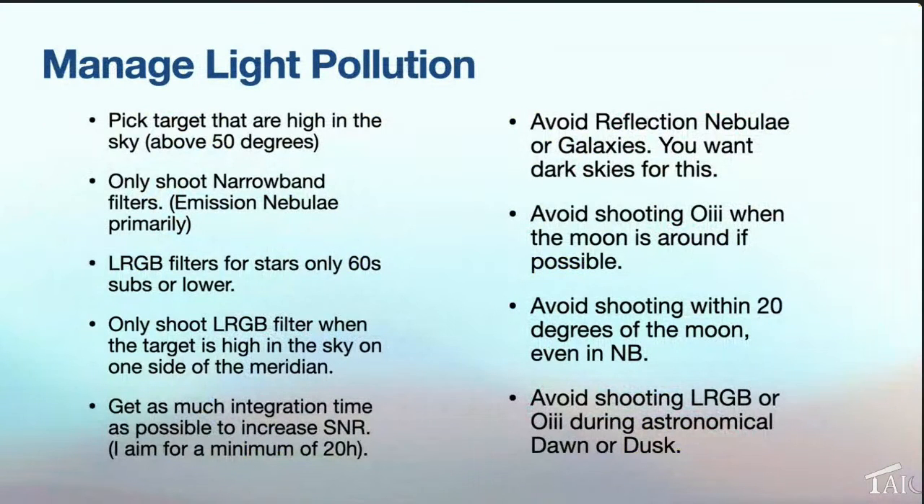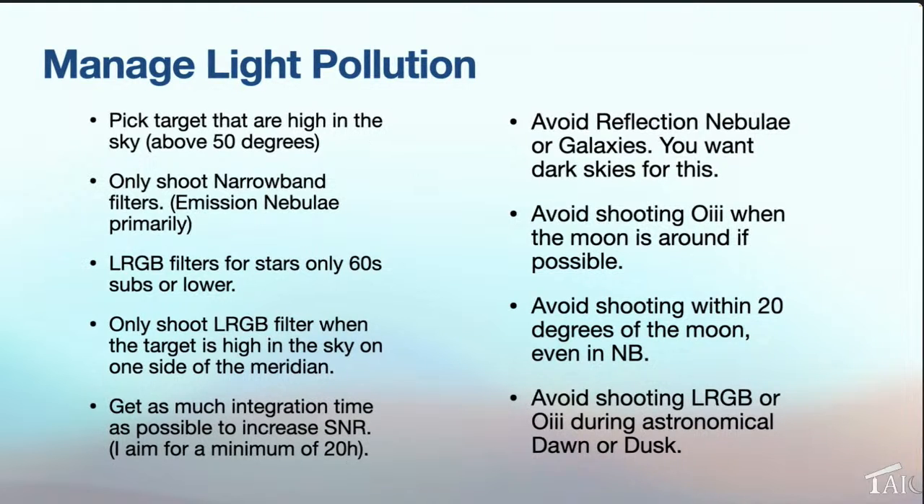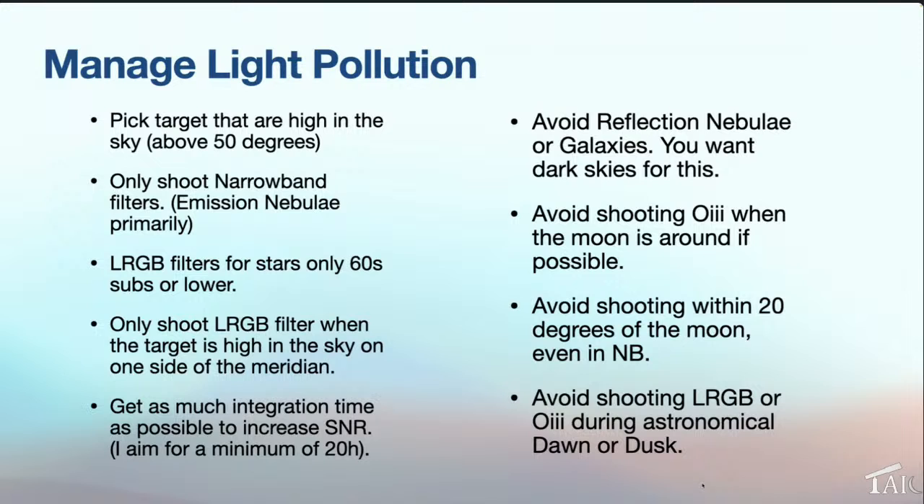To manage light pollution, these are my go-to points that I try to follow as much as I can when possible. I try to pick targets that go pretty high in the sky, at least above 50 degrees, and hopefully go through the meridian and close to the zenith, because up there I get way less problem with light pollution. I pretty much only shoot with narrowband filters and primarily emission nebulae. LRGB filters, I use those primarily to capture the stars, and I tend to have exposures of 60 seconds or lower, and it's easier to manage any gradients with shorter exposures like this.